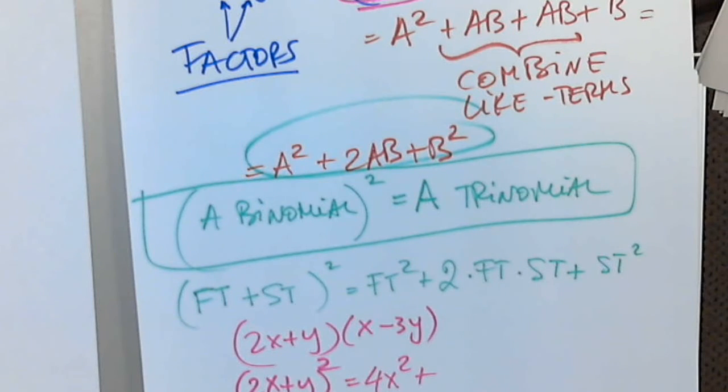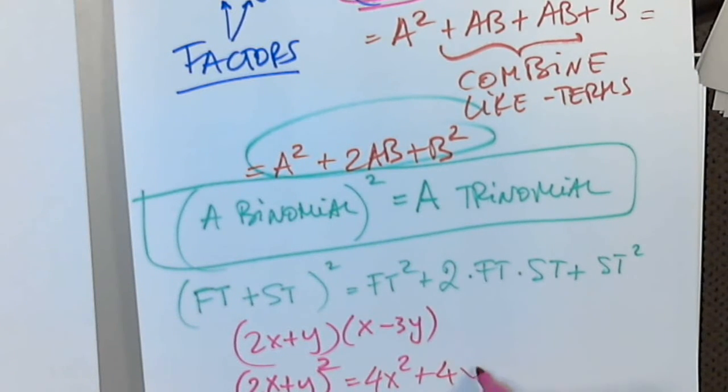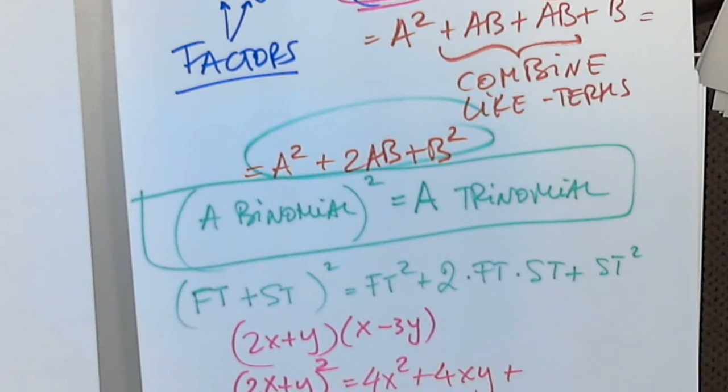2xy times 2. That's it. Plus the second term squared. That's it. Why? Because we understood the pattern: the first term squared plus 2 times the first times the second plus the second term squared.